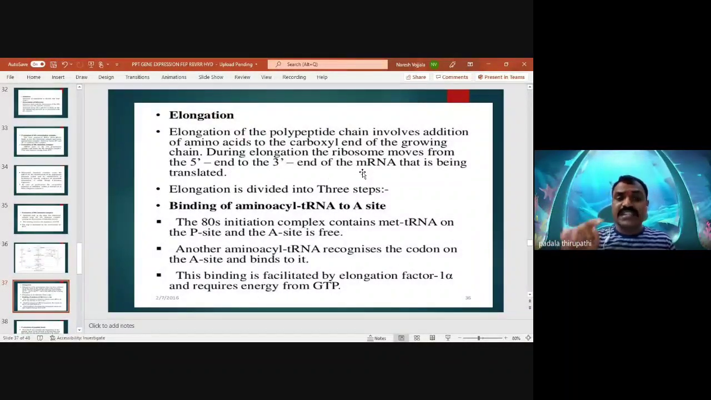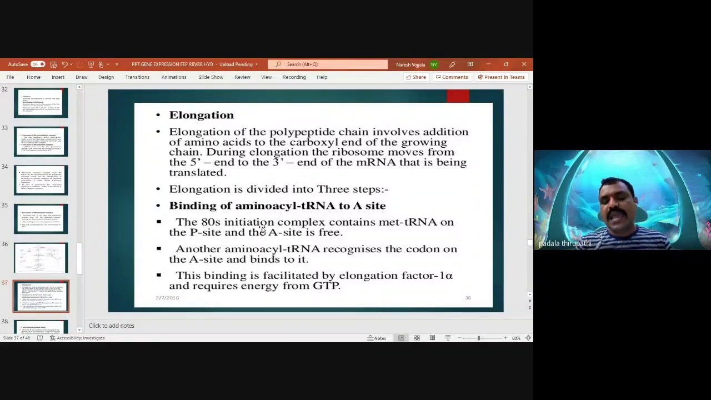Initiation is divided into 4 steps. Like that, elongation is also further divided into 3 steps. The first step of elongation is binding of aminoacyl tRNA to the A site. So what is the A site?